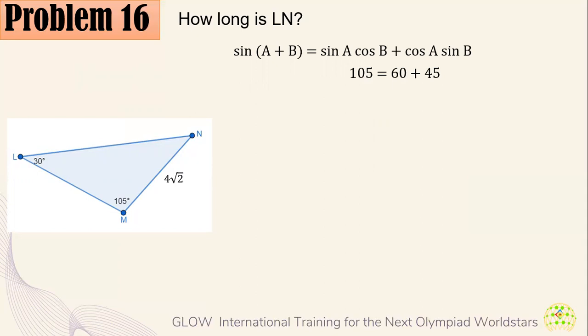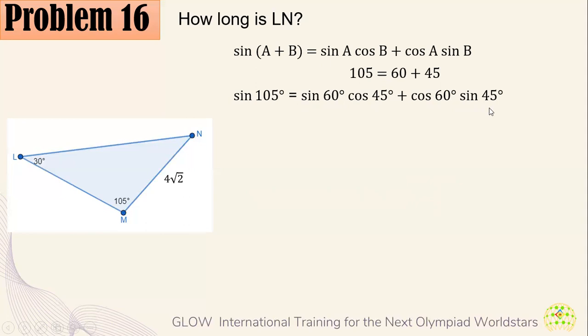We utilize 60 and 45 because they are special angles, and the sines and cosines of 60 and 45 are known and familiar to many, I hope. And with such, you have sine 105 degrees. It's sine of 60 plus 45, which is sine 60 times cosine 45 plus cosine 60 degrees times sine 45 degrees.